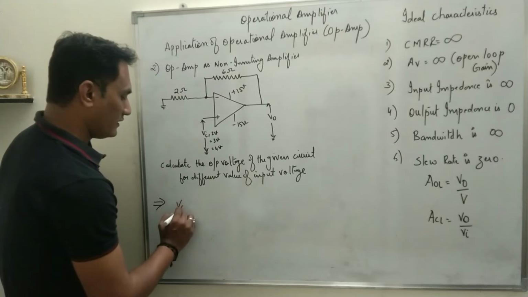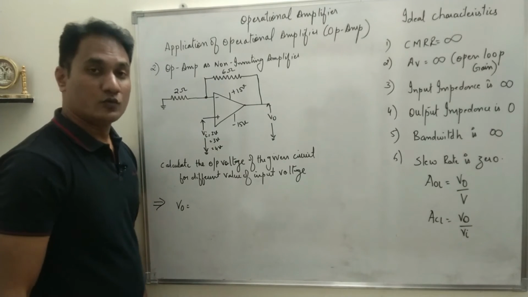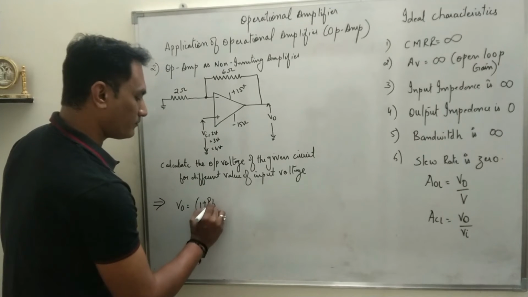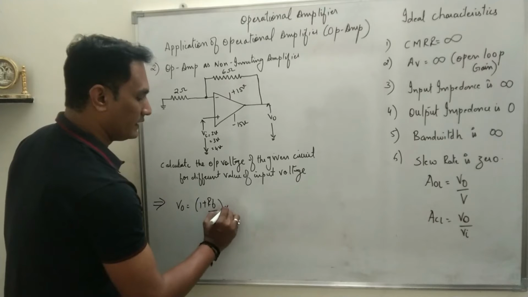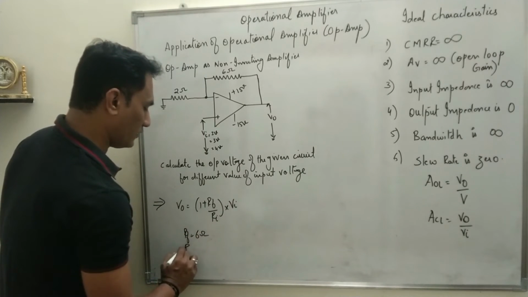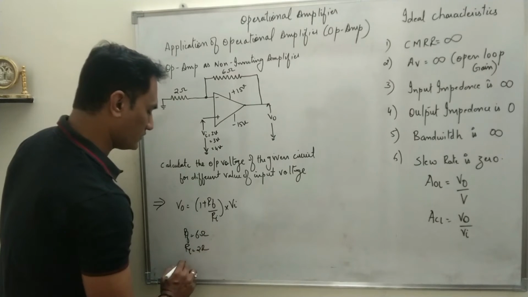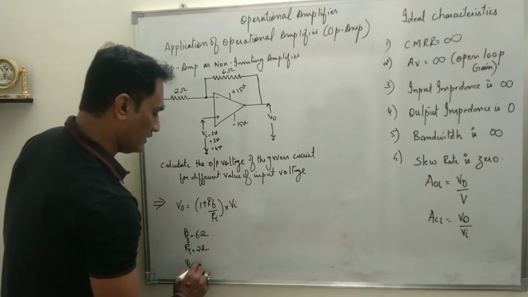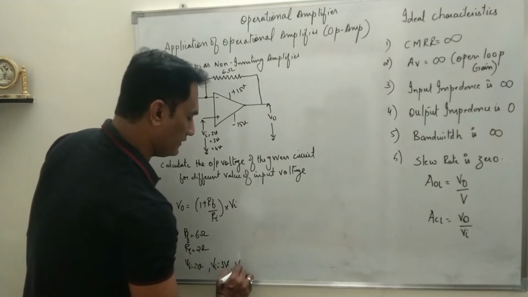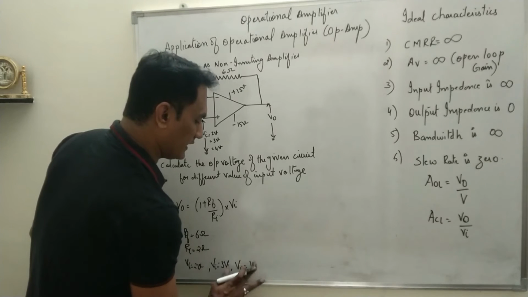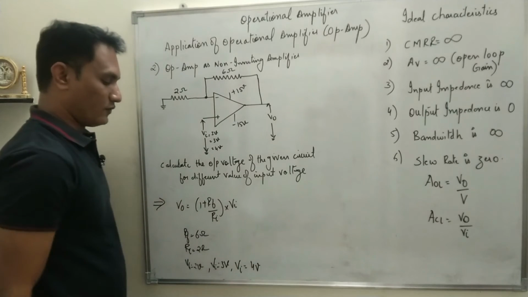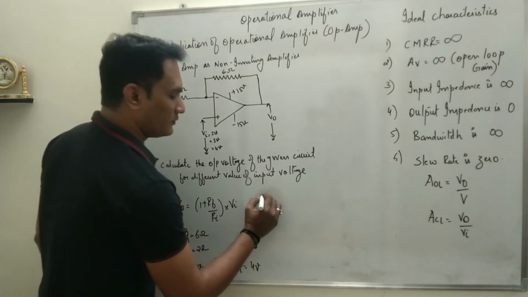So what is the formula? In the previous section we derived the output voltage equation for op amp as non-inverting amplifier, which is 1 plus Rf upon Ri into Vi. What is Rf? Rf is 6 ohms. What is Ri? Ri is 2 ohms, and Vi is 2 volt, 3 volt, and 4 volt. So we need to calculate the output voltage. Just substitute the value and get the answer.